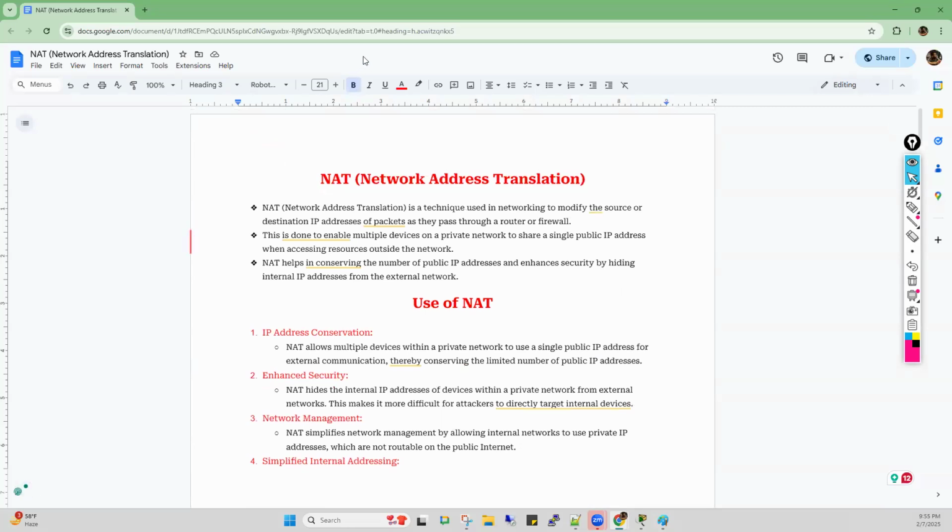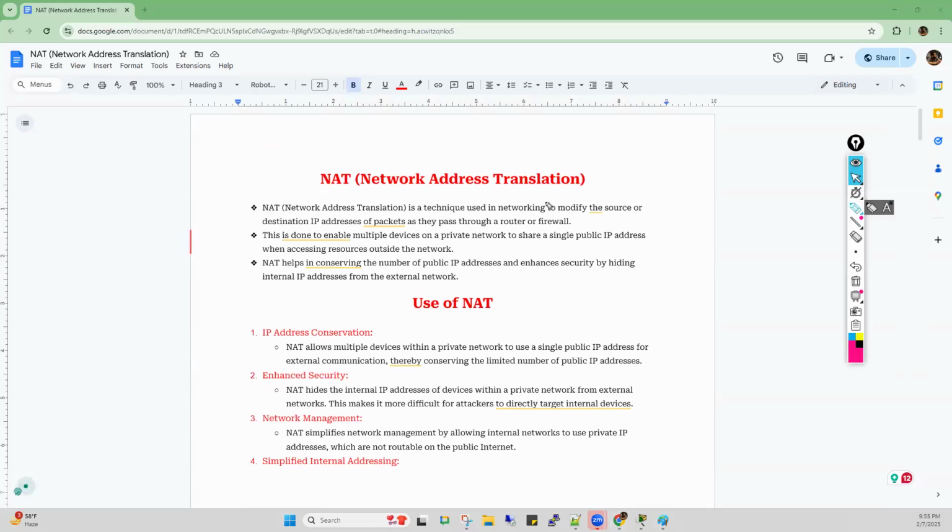This is a very small topic. Try to understand. NAT is nothing, guys. NAT means network address translation. What is it called? NAT stands for network address translation. Clear? Now, what is the use of NAT? First of all, try to understand.